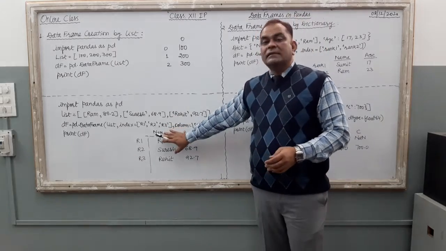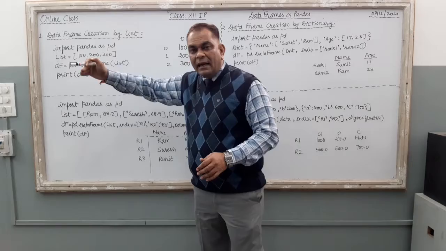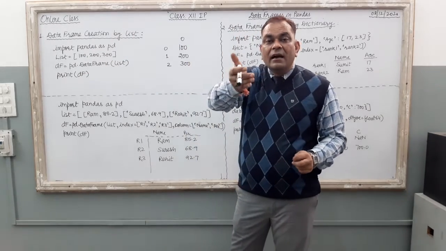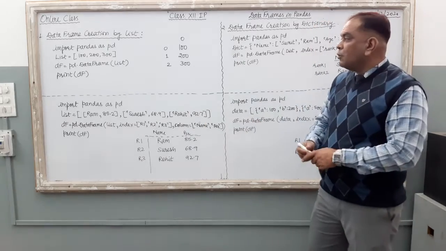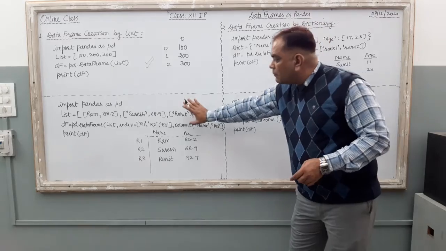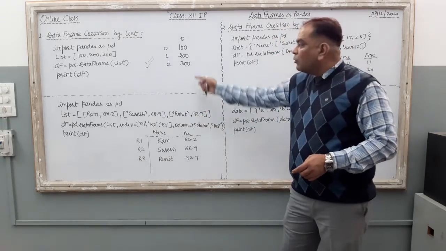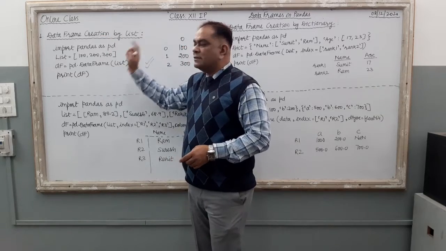I am having another example related with this concept. List inside the list, and then the internal list contains the values. These are the columns of the data frame. Right? I hope you understand this particular function. Now we will move towards the second program. Both the programs are related with data frame creation by list only.